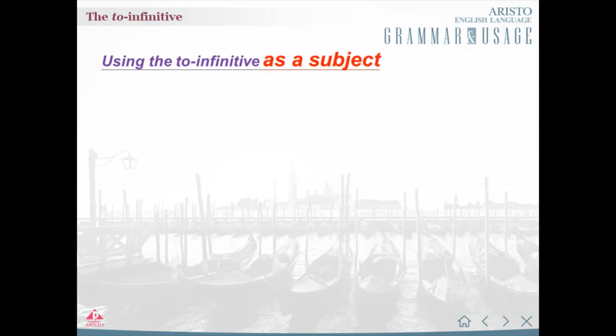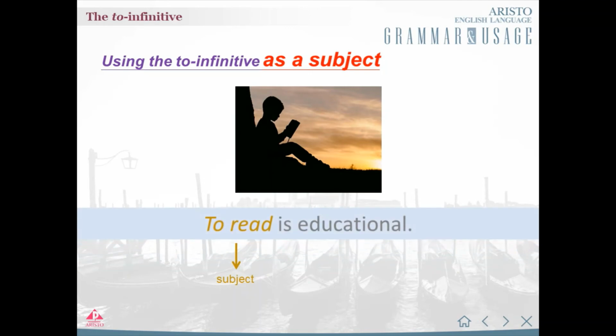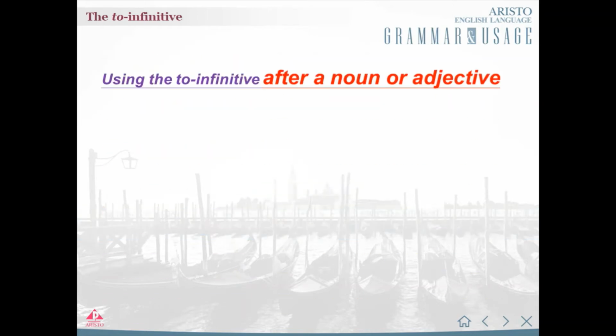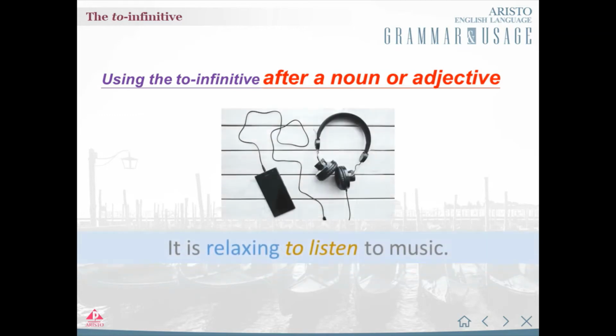Now that we have covered the different forms of the to infinitive, let's take a closer look at how we use it. A common way to use the to infinitive is as the subject of a sentence. For example, here, to read is the subject in the sentence, "To read is educational." We can also use the to infinitive after a noun or adjective. For example, we can use the to infinitive after the adjective relaxing, like in the example sentence. This sentence tells us that the action of listening to music is relaxing.